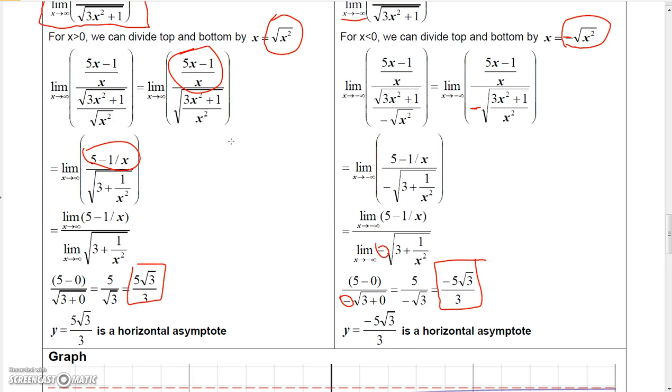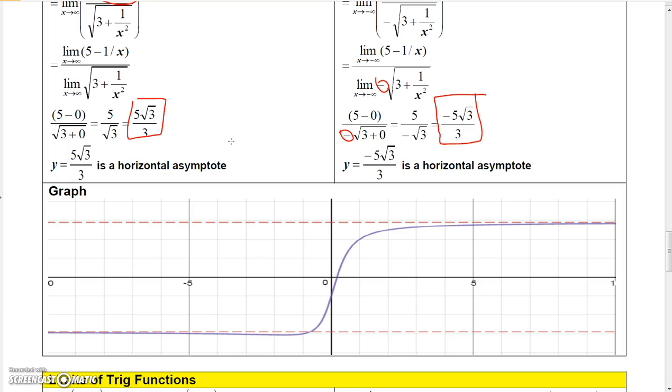So if you look at this graph, you can see that as x goes to infinity, the graph is approaching a horizontal line that's above the x-axis. So that's the horizontal asymptote, positive 5 square root of 3 over 3. But if x goes to -infinity, the graph is approaching a line that's below the x-axis. So that's the horizontal asymptote of minus 5 square root of 3 over 3. So hopefully that helped you understand how a graph can have two different horizontal asymptotes.